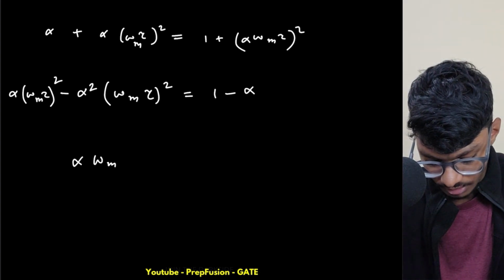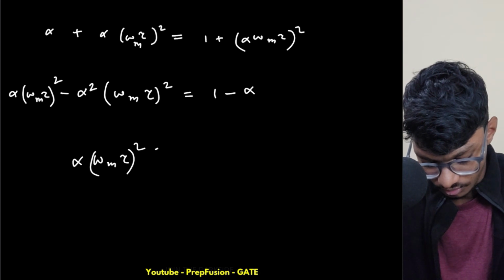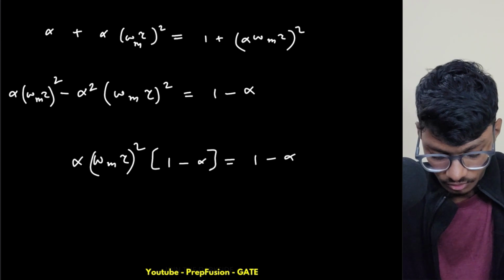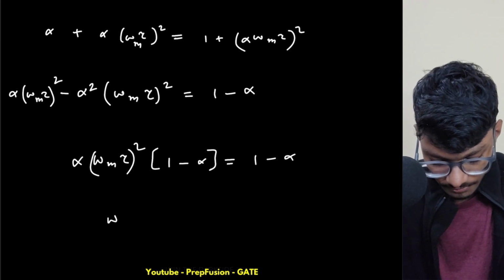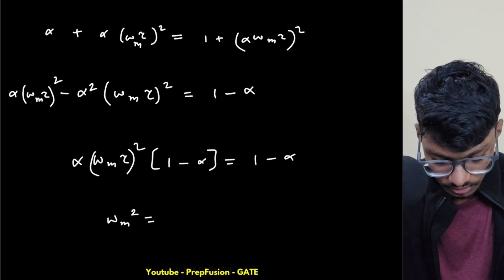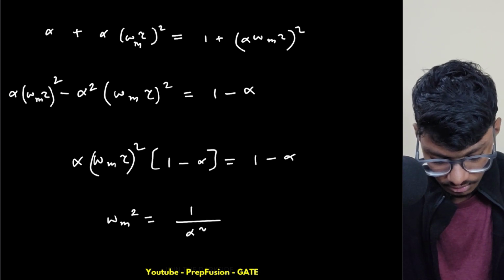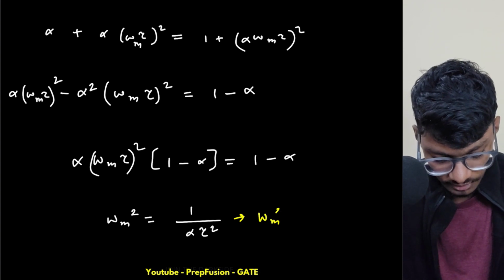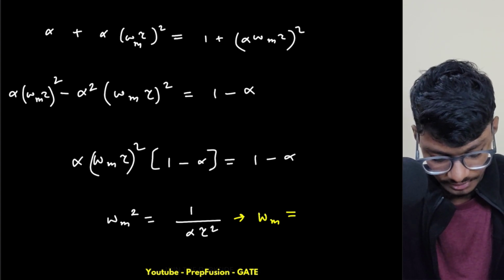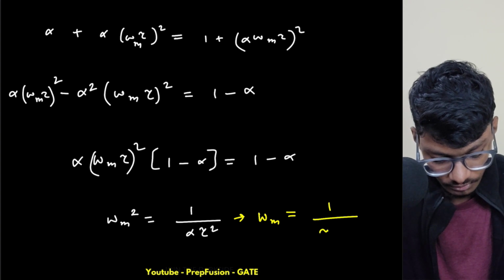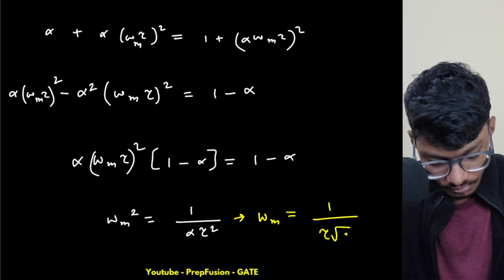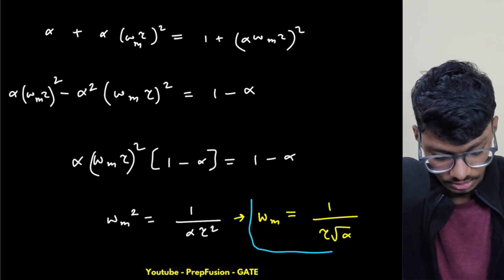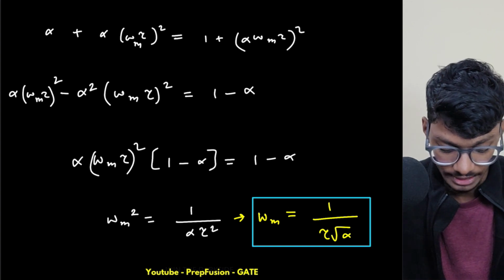So alpha omega m tau whole square, if I take common, this will be 1 minus alpha, and this is also 1 minus alpha. So obviously my omega m square equals 1 by alpha tau square. So my omega m, the frequency at which I will get maximum phase, will be 1 by tau under root alpha. Okay, so this is a very important relation, and you have to remember this. This is very important because direct questions come from this.